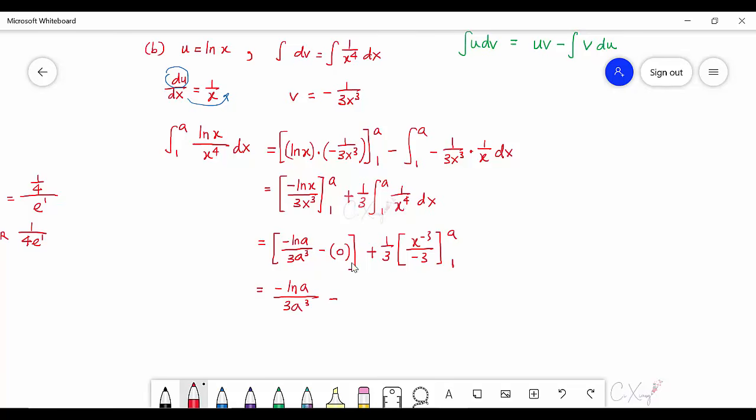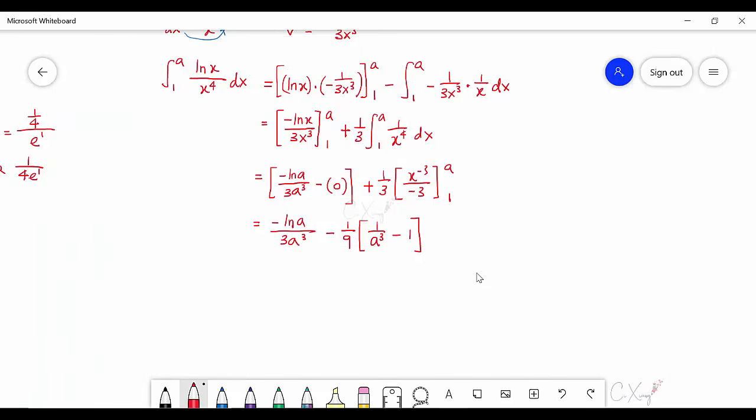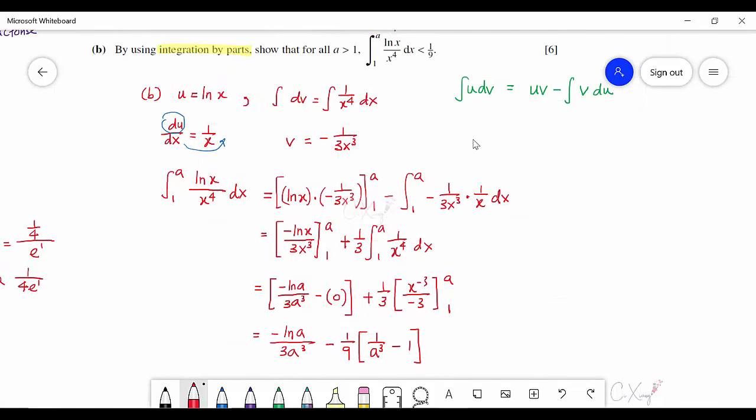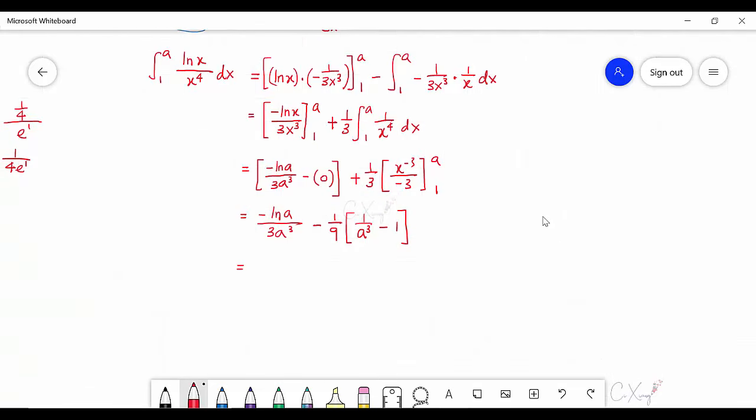Again, I prefer to take out the negative 3 from the constant. It will become negative 1 over 9. Substitute the value a, I'm having 1 over a power 3, minus, substitute the value 1, you will get a 1. Okay, now we have already completed our integration, but you need to remember that they actually want us to rephrase and prove that our answer should be smaller than 1 over 9 for a greater than 1. So maybe we need to rephrase it a little bit more.